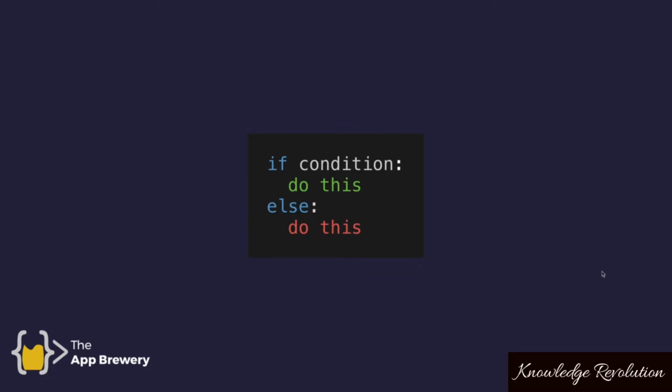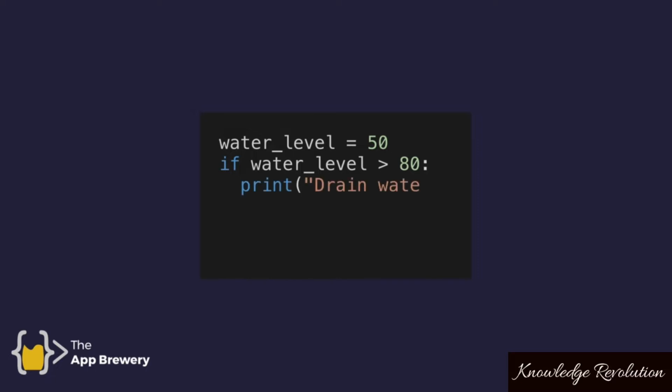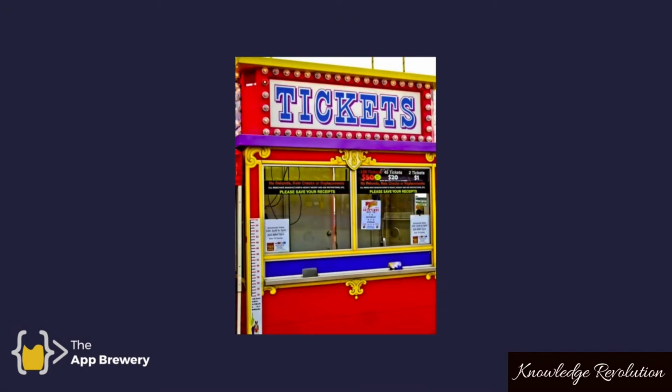So we could represent that previous bathtub situation with code that looks a bit like this. Let's say our water level is at 50 centimeters, and then we would test if the water level is greater than 80 centimeters. Well, if that is the case, then we should drain the water. But if it's not greater than 80 centimeters, in other words, else, well, in this case, we should just continue filling up the bathtub. Let's put this into practice with a real-life problem.